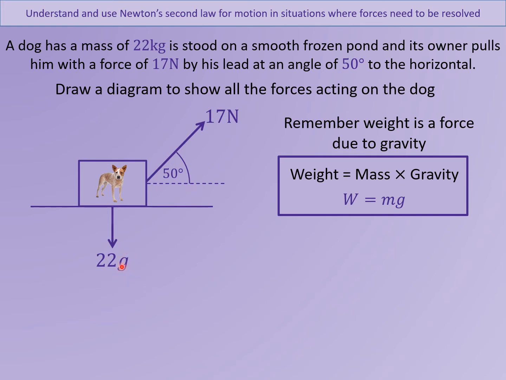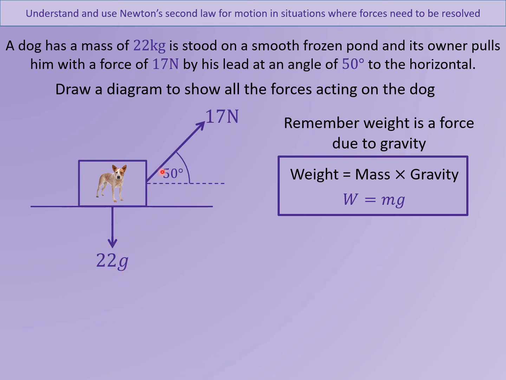And in maths, that's often 9.8. Sometimes in exam questions they say gravity can be 10. Sometimes you might have it as 9.81. If you do physics, they use 9.81. So be very wary. That is not 22 grams. That's 22 times 9.8. That's its weight.